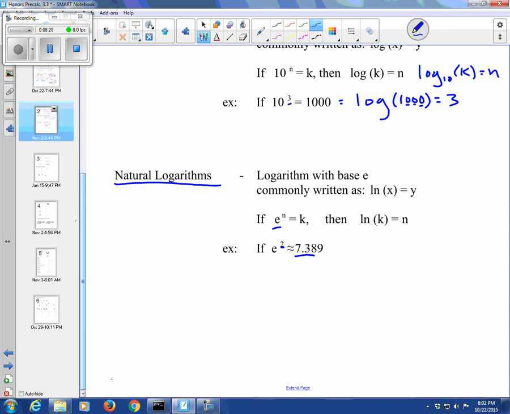Now, if I've got e squared is approximately 7.389, that means that the natural log of 7.389 would be approximately 2. It wouldn't be exactly 2, but it would be approximately 2.